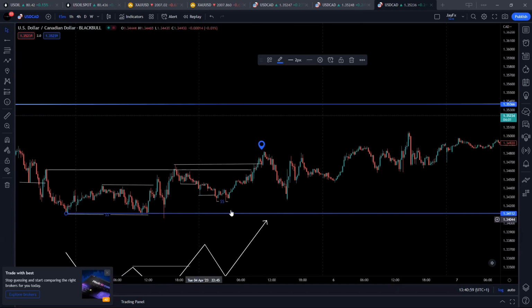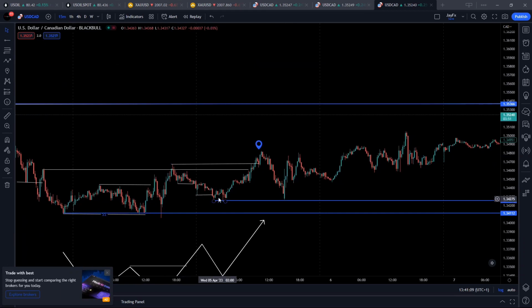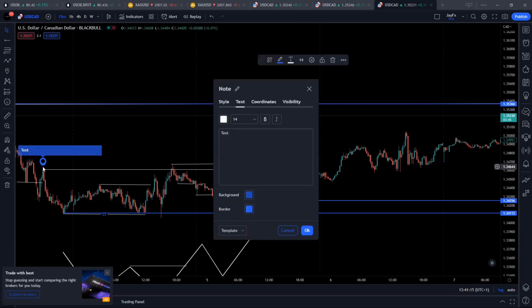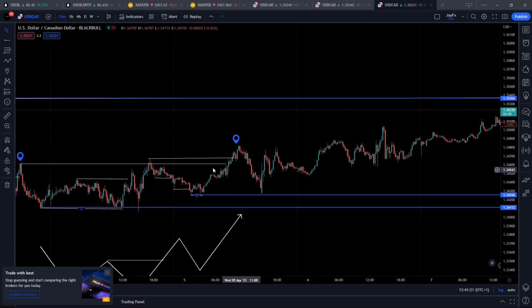We have this here, and then we have the same formation at this level, stating that it is a very, very strong support zone. So we want to take advantage of it. We have this strong impulsive move to the downside that broke this key resistance zone, this level here. It broke this key resistance zone and took us to the upside. So now we want to enter the market.